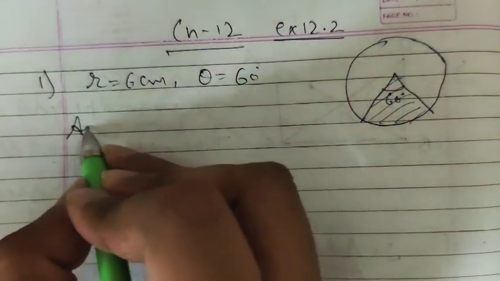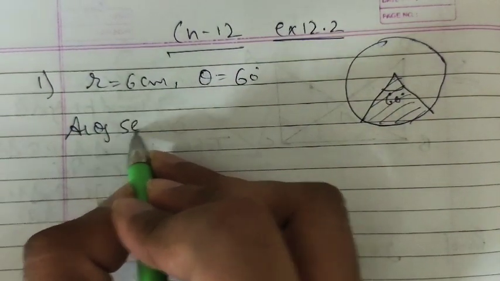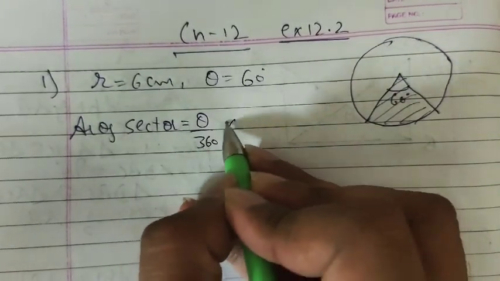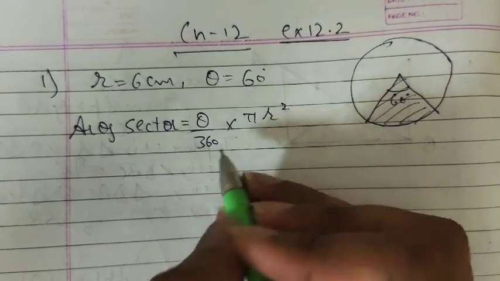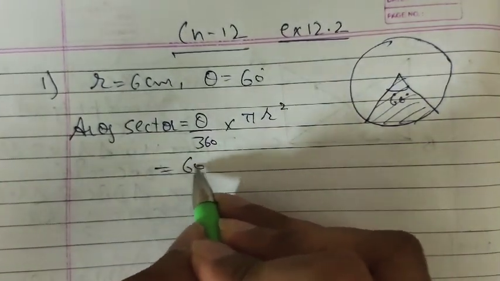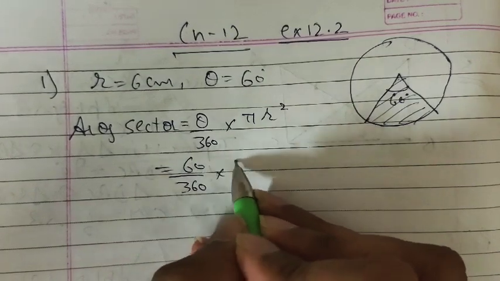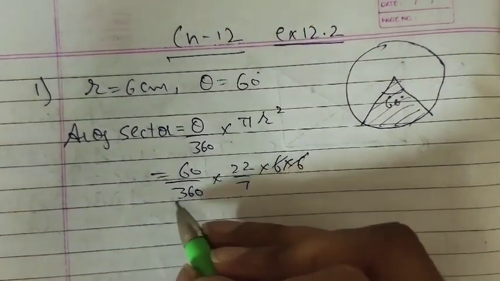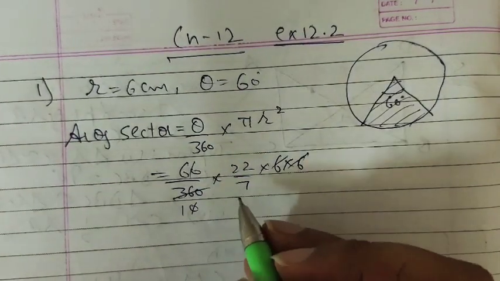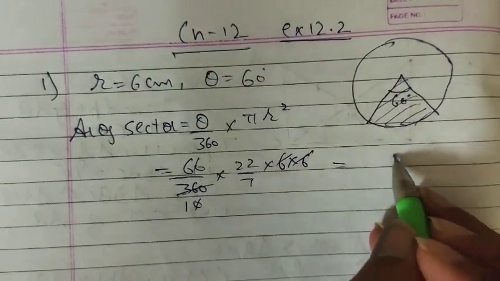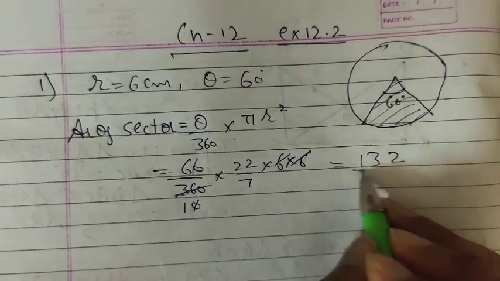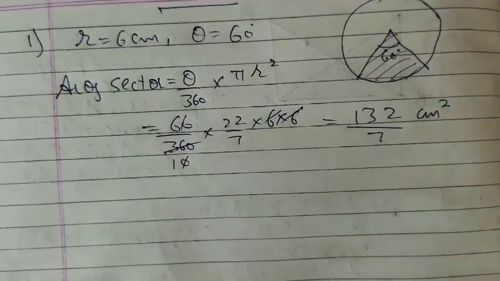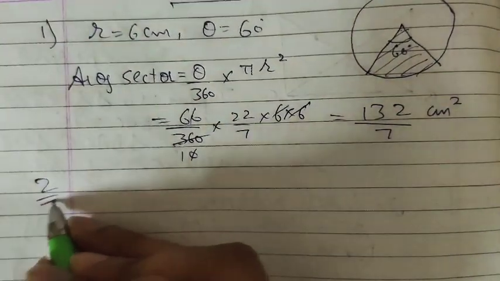So we know that area of sector, this is a minor sector, is theta upon 360 pi r square, which is equal to 60 upon 360, 22 by 7, r is 6 multiplied by 6. Now 6 multiplied by 2 is 12, 6 multiplied by 2 is 12, 132 upon 7 centimeter square. This is the area.